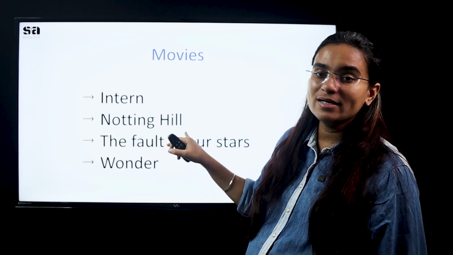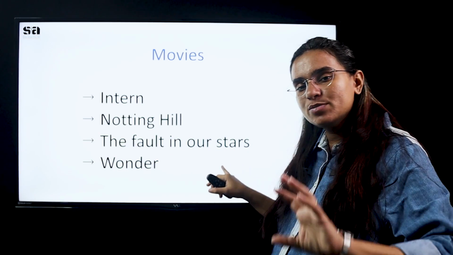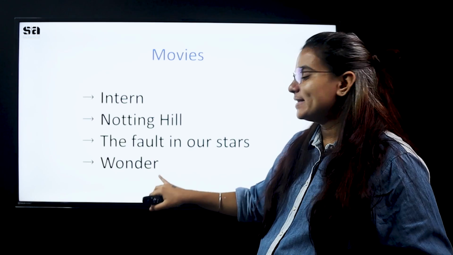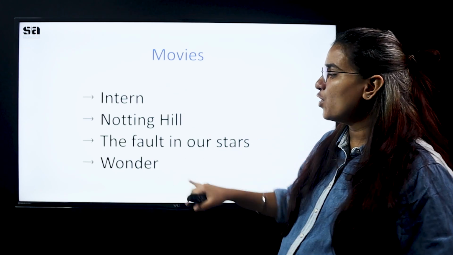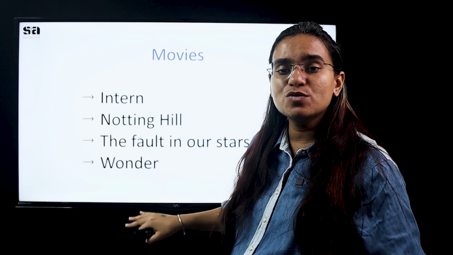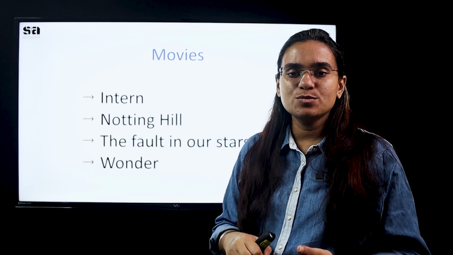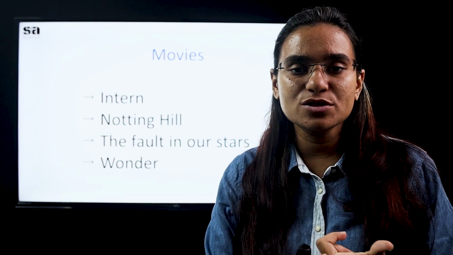Then you have Notting Hill, same, lot of dialogues. Then you have The Fault in Our Stars, simple story, lot of dialogues, and then you have Wonder. So these are 4 movies which I'm giving you for the next 2 months. You finish these 4 movies in the next 2 months, and by the time you finish these movies, you should have a list of dialogues ready with you.